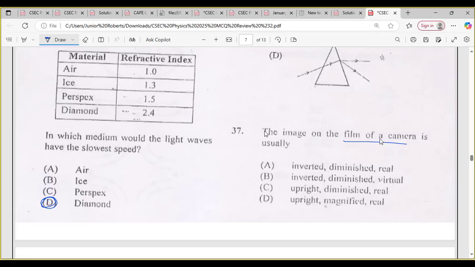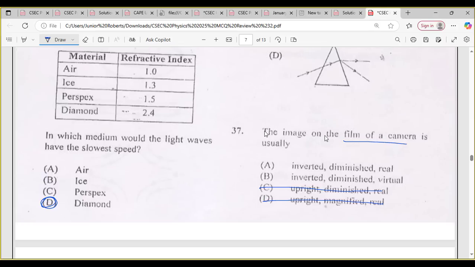All right, so we have to pay attention to the wording of this. So let's just see if we can eliminate some stuff as we go through. So image, we know it's going to be inverted, right? So answer, you can take that out. Take that out. So it's either going to be A or B. So it says the image on the film of a camera.